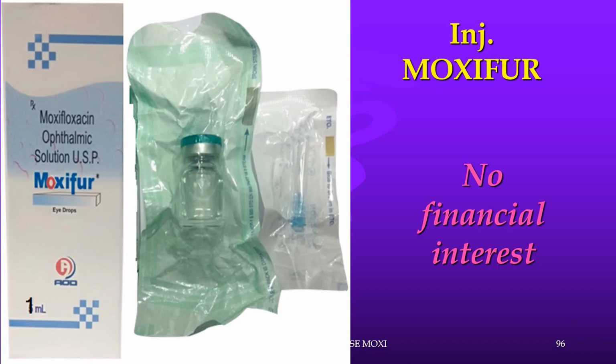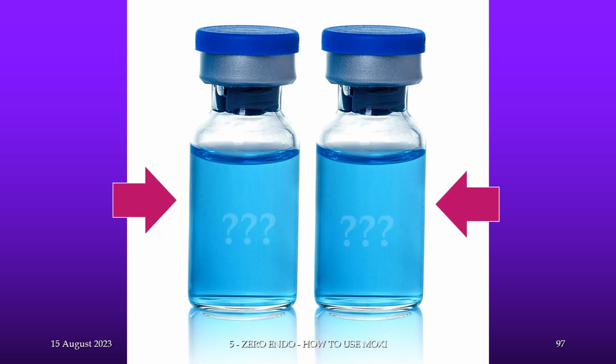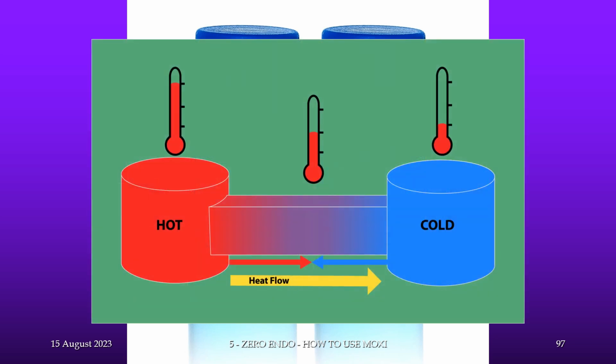Here, injection Moxifur from Apaswami Pharma has an advantage that it is presented in a sterile pouch. Many eye surgeons have often asked me this doubt: when we autoclave a glass bottle or a vial, external surface will be sterilized by steam and temperature. Will the internal liquid also be sterilized? Let me explain this from physics and thermodynamics point of view.